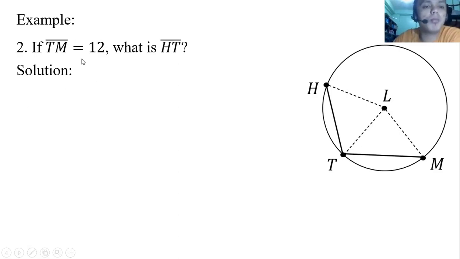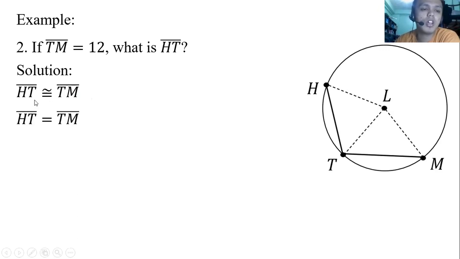If your TM naman is equal to 12, what is your HT? Assuming that your arc HT is congruent to arc TM. So we are assuming that these two arcs are congruent following the given theorem of minor arcs and chord theorem. Therefore, your HT is congruent to your TM. Now, if your TM is equal to 12, automatic, if they're congruent, then they are equal. So if your TM is 12, therefore your HT is also 12. So it only happens if the arcs are congruent to the arc that is subtended by TM and HT.